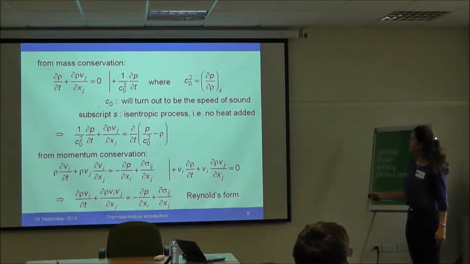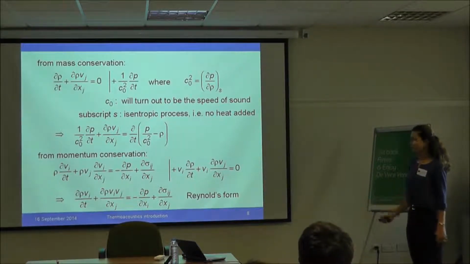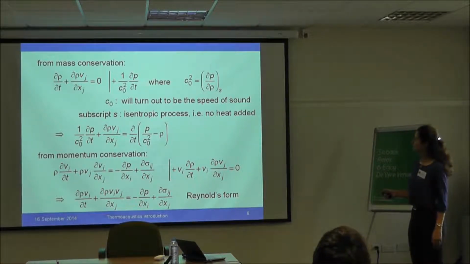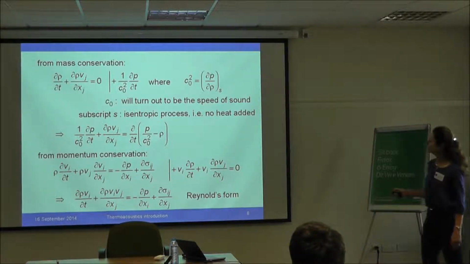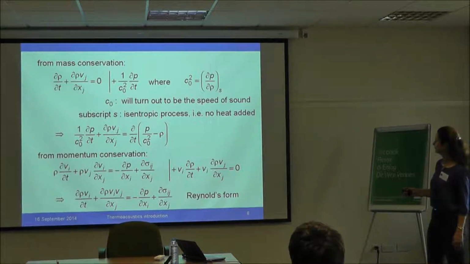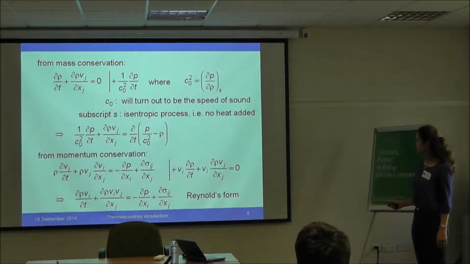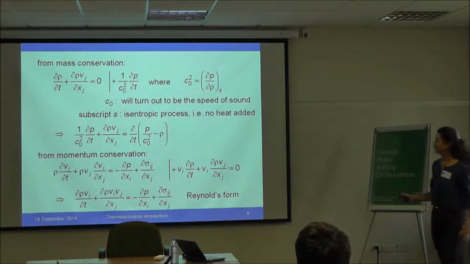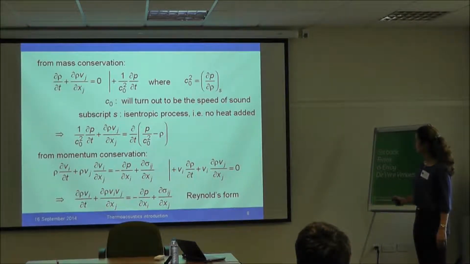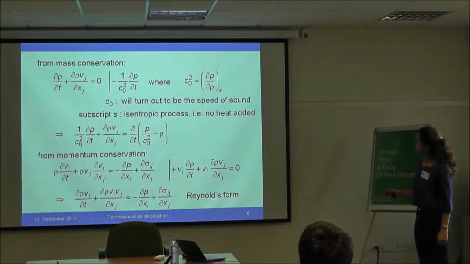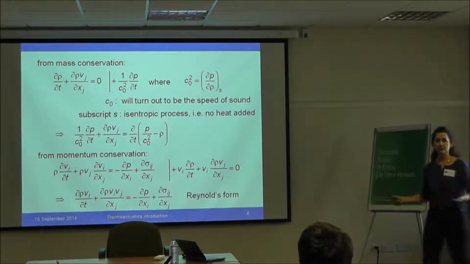Right, so here we have our mass equation that we've seen before. There are quite a few mathematical operations now. They're not particularly difficult. You just have to know how to do it, and if you know how to do it, it's no big deal. So the manipulation you have to do to the mass conservation is add this term, 1 over c naught squared dp by dt, where c naught squared is this derivative, dp by d rho, at constant entropy. And c naught, at this stage, is just a definition, but it will turn out to be the speed of sound. The subscript s indicates that we have an isentropic process, in other words, no heat added. So if you add this term to the mass conservation, you can write it like that. That's basically just some terms added on the left and the right. It's exactly the same equation.